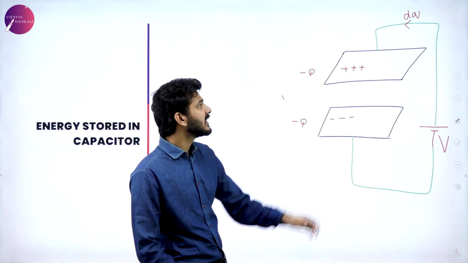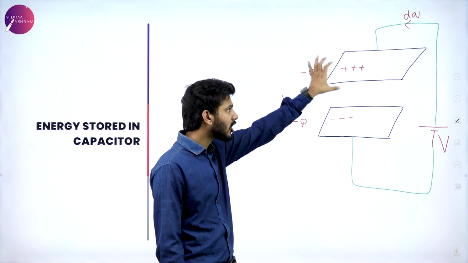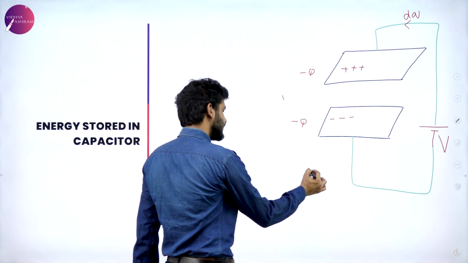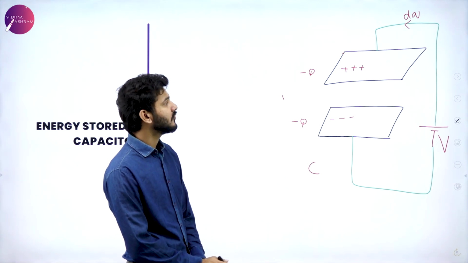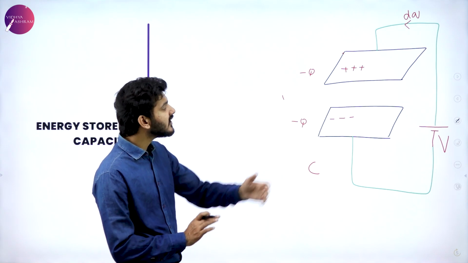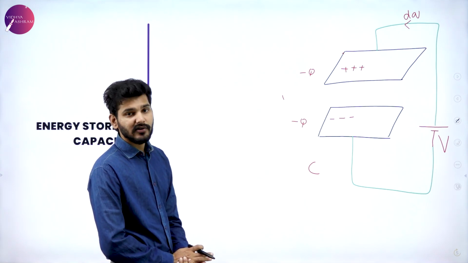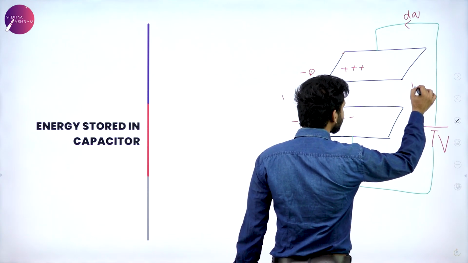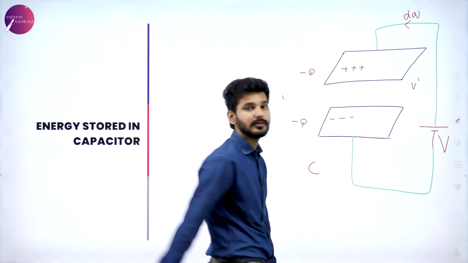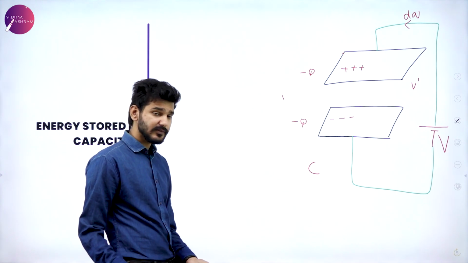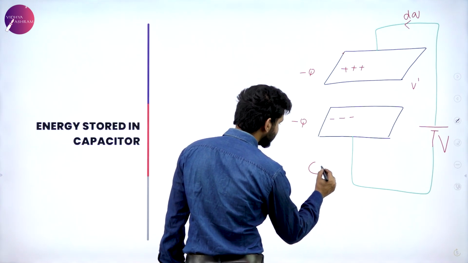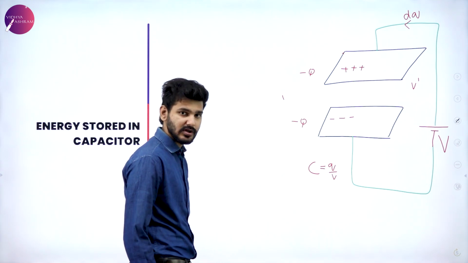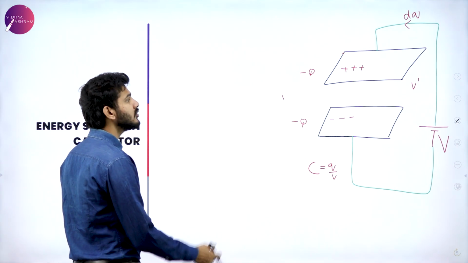So we know that dq amount of charge is being dropped into a parallel plate capacitor which has, let's say, C capacitance. We know V is the potential difference of the battery, and let's say V dash is the potential difference across these two parallel plates. From the equation for capacitance, we know that C is equal to Q by V.